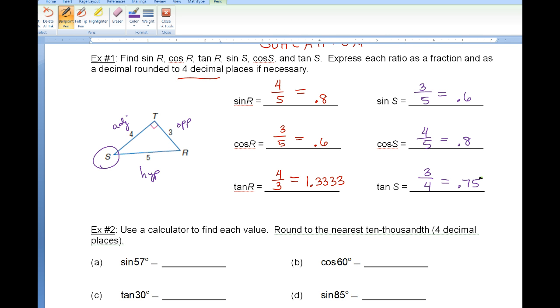Now, does it make sense to you why these are opposites? Yeah. The sine of r is the same as cosine of s because we just switched around the adjacent and the opposite sides, no?